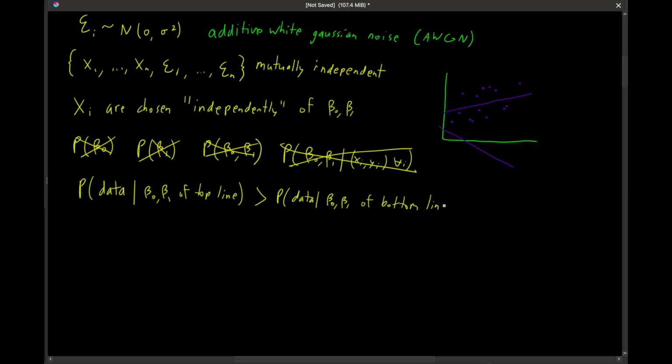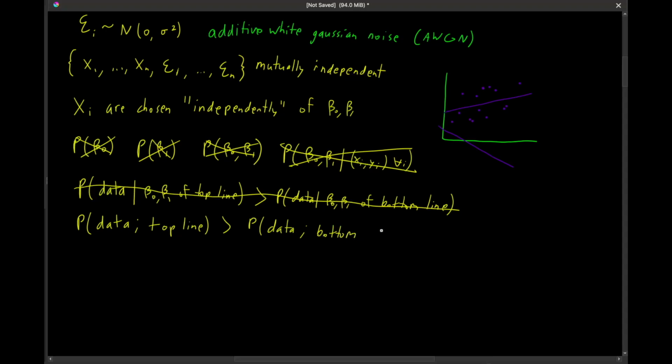But even here, technically, we should not be saying this, because this vertical bar is used to condition on random variables, and these are not random variables. Instead, there's a notation we use for this. You'd say the data semicolon, and I'm not going to write out beta here, I'm just going to shorthand this to top line. This is greater than probability of data semicolon bottom line. And in English, we don't say semicolon, we'll just say data given bottom line, perhaps.